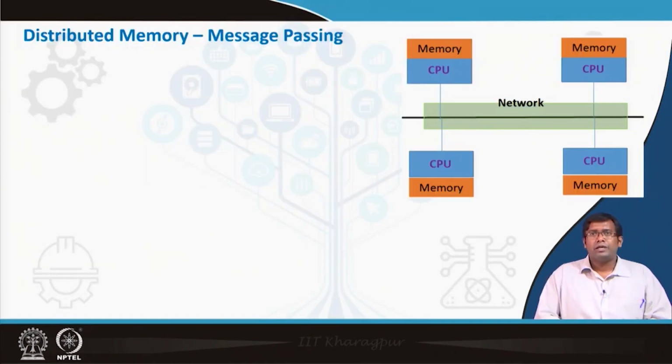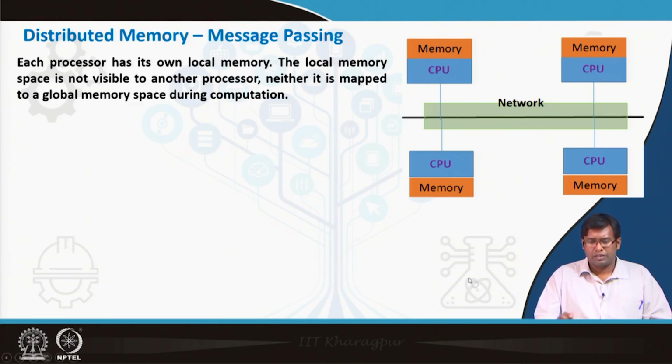Well, distributed memory means different computers, each with their own CPU, own RAM, own cache, connected via a network switch to each other. Each processor has its own local memory, and this local memory is not visible to other processors. Neither is it mapped to a global memory space during computation. It is local to everybody. Each computer knows that it has to work on this part of memory. You do not know what is with others. This is a distributed memory system. Each has different memory and different computers are working on different memory.